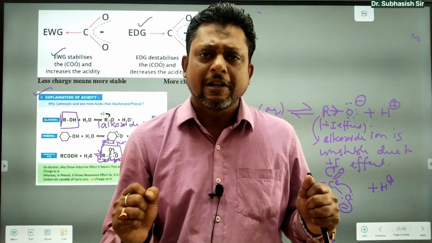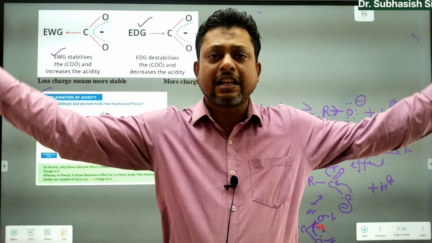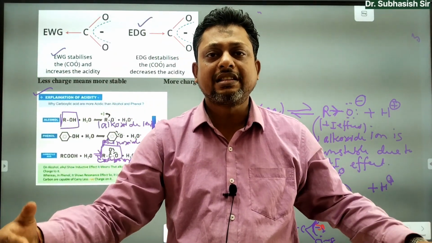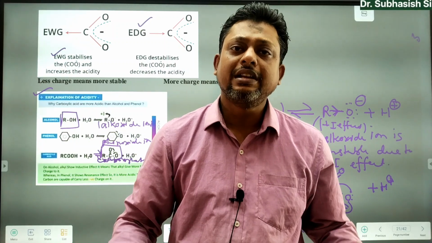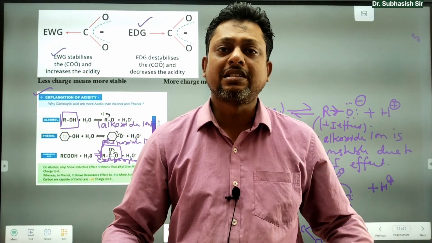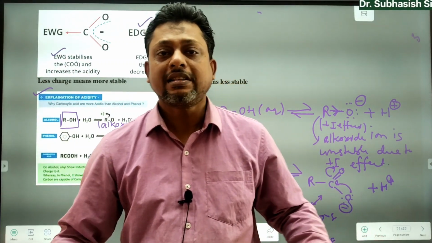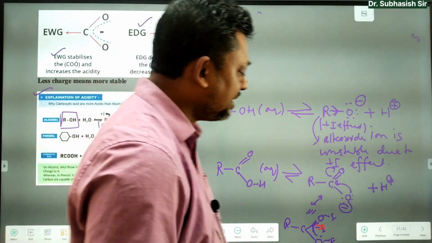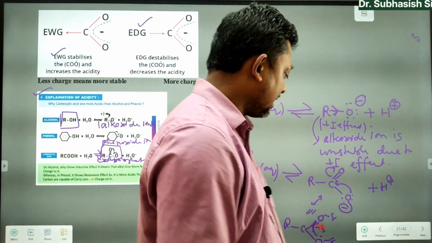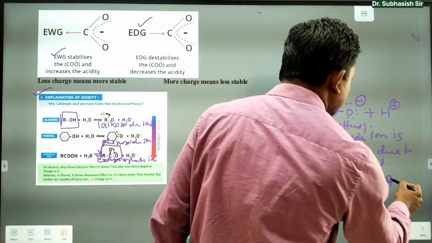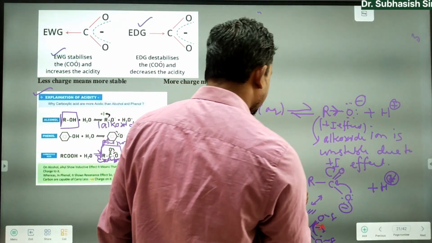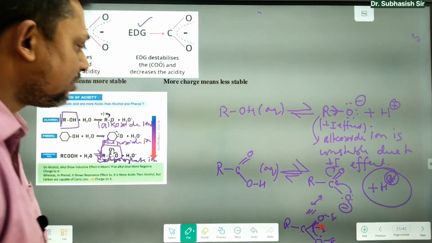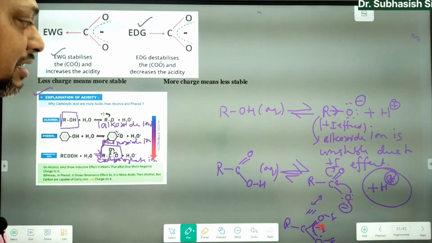So you can tell that if the charge is dispersed, that means the repulsion will decrease, and if the repulsion decreases, energy of the system also decreases. If energy of the system decreases, stability always increases, right? So this carboxylate ion is stabilized by resonance. So that's why this equilibrium will shift more towards the right hand side and you will have more hydrogen ions, right? So that's why carboxylic acids are acidic.